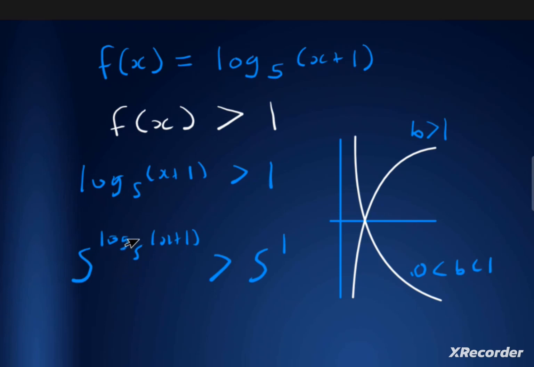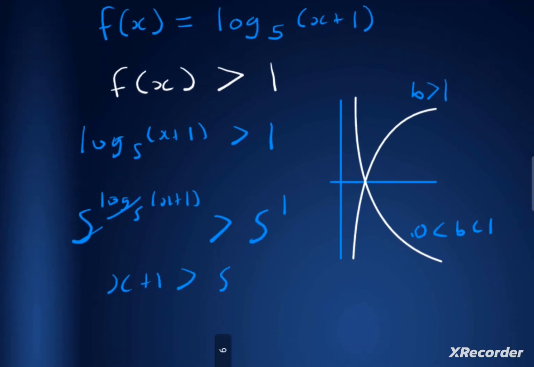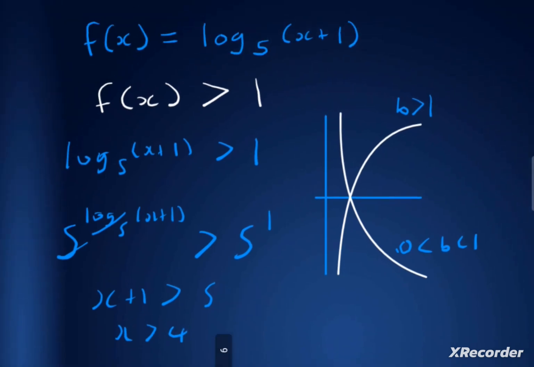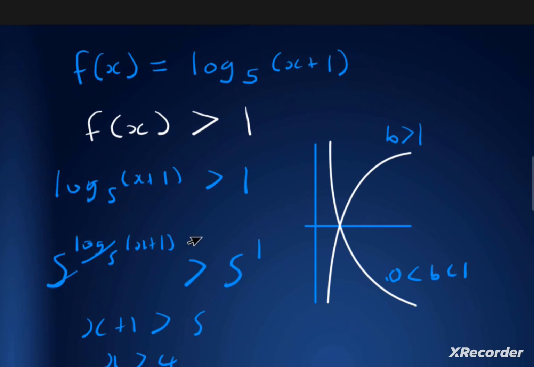So notice what will happen. It's going to be simple. This will cancel this and I'll literally be left with x plus 1 is greater than 5 to the power of 1 is just 5. Right? So now notice what will happen. So this will become x is greater than, so if I take 1 to this side of the equation, it's going to be 5 minus 1, which will eventually be 4. So it means that the answer is x must be greater than 4. Now, how does the shape play a role in this question?